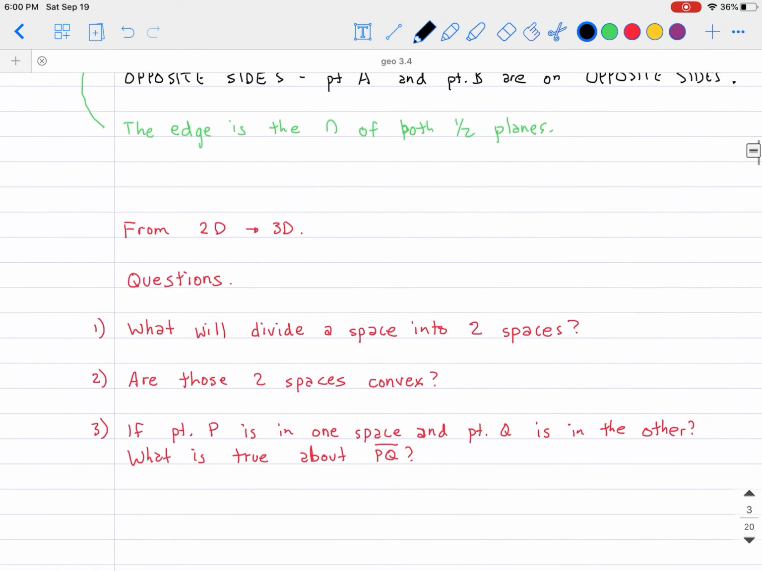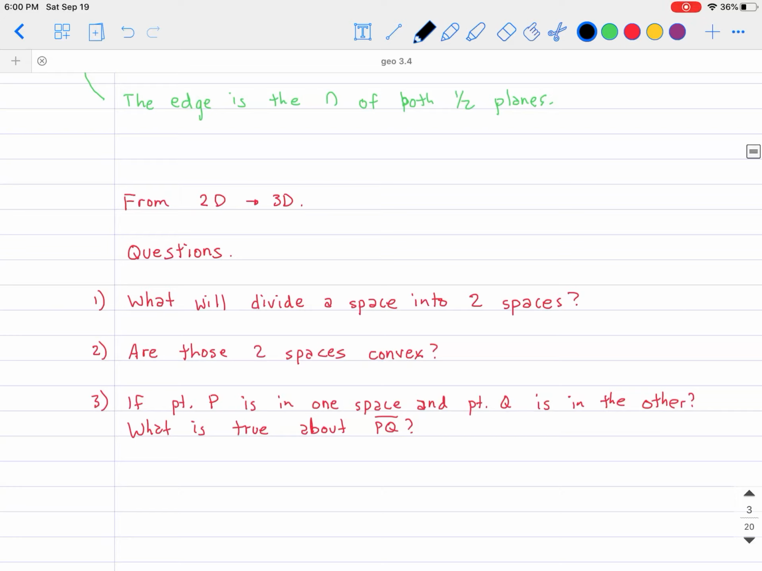So the last thing I have is, take everything that we just said, and what if we applied it into 3 dimensions? If we have space, for example, what can we use to divide the space into two spaces? What shape will we actually have to use? Question number 2 is, are those two spaces considered convex? And then finally, number 3 is, if I take a point in one space, and then take another point in the other space, the two quote-unquote half spaces, what is true about that segment PQ in this case? I'll let you think about that a little bit.